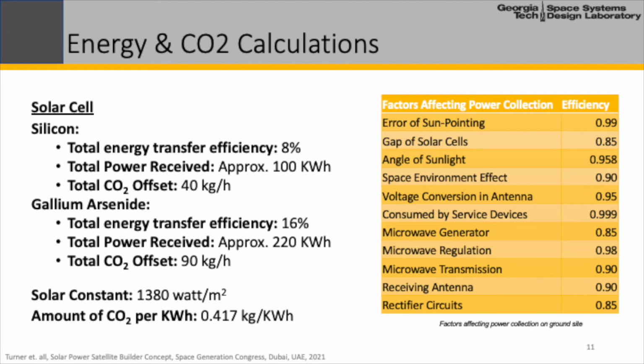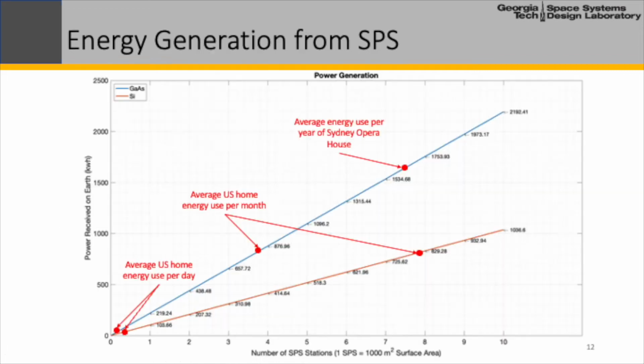This equates to a CO2 offset of about 40 kilograms per hour using silicon solar cells, or 90 kilograms per hour using gallium arsenide solar cells. The total CO2 offset is found by using the total power generated by a solar power satellite and using the average amount of CO2 generated per kilowatt hour as stated by the Department of Energy in the United States.